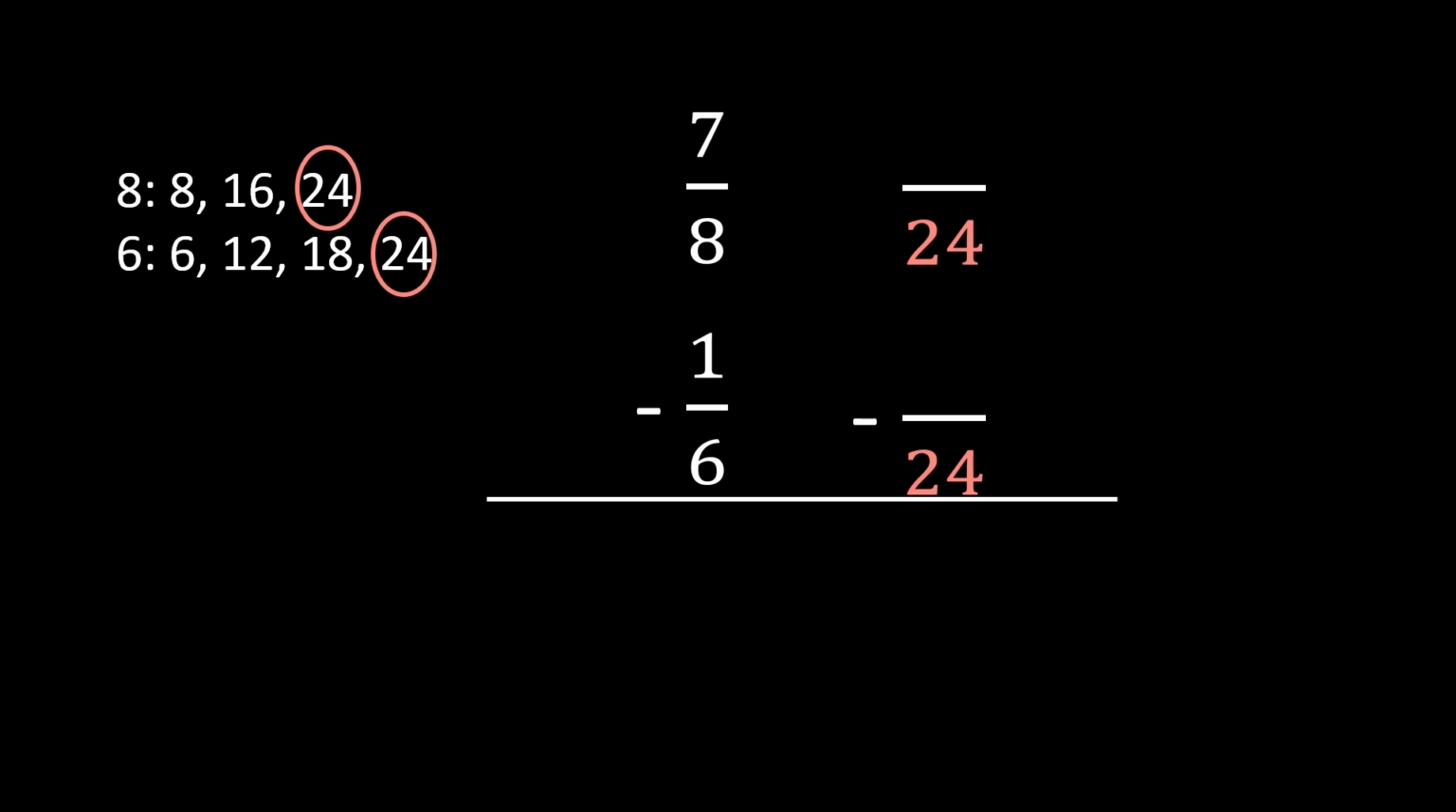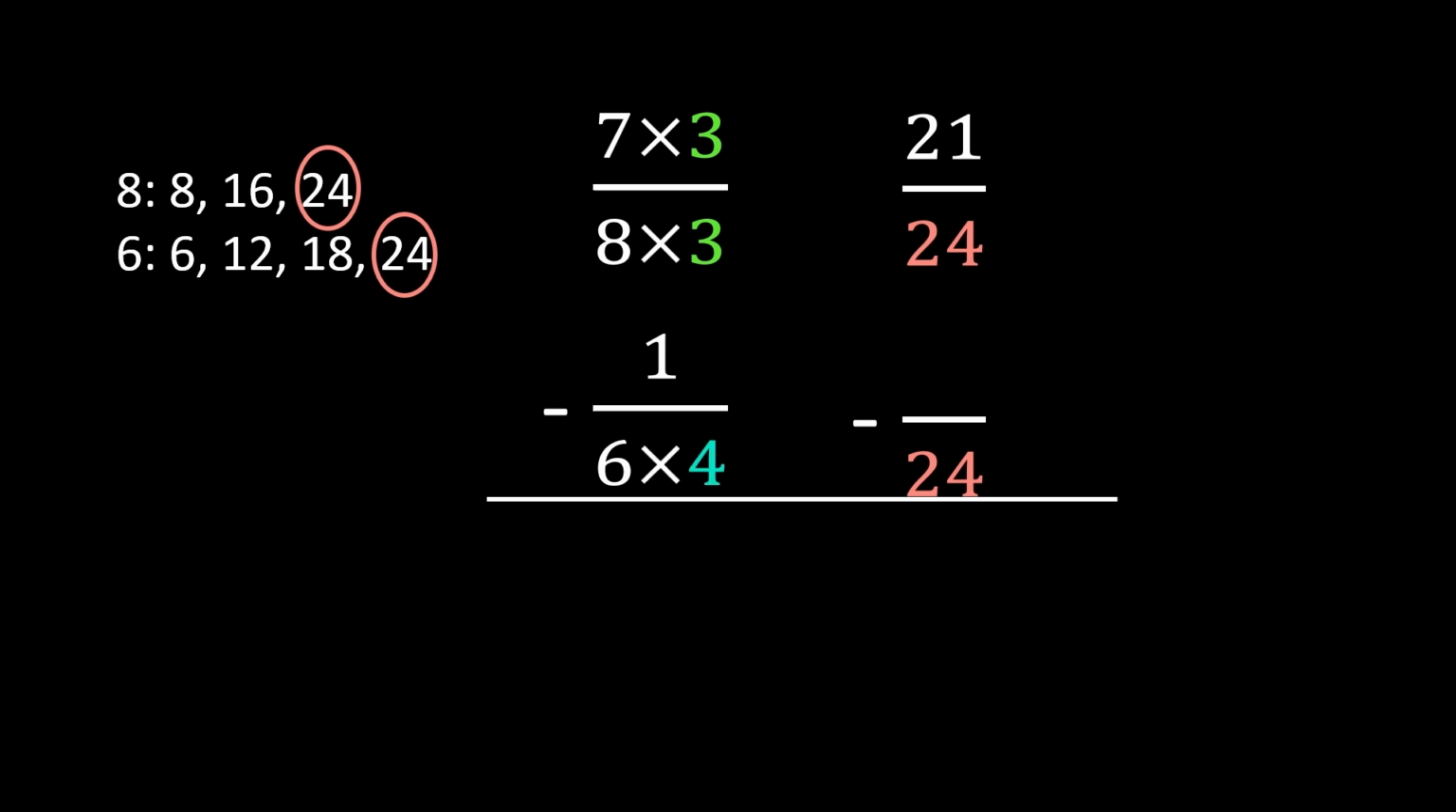Now I need to consider, what did I multiply 8 by to get to 24? Well, I multiplied 8 by 3. And if I multiply my denominator by 3, I need to multiply my numerator by 3 in order to make that equivalent fraction. So 7 times 3 is 21. So 21/24 is my equivalent fraction to 7/8. And I need to do the similar steps for the 1/6. I multiplied 6 by 4 to get to 24, which means I need to multiply my numerator of 1 by 4. And 1 times 4 is 4. So 4/24 is my equivalent fraction to 1/6.